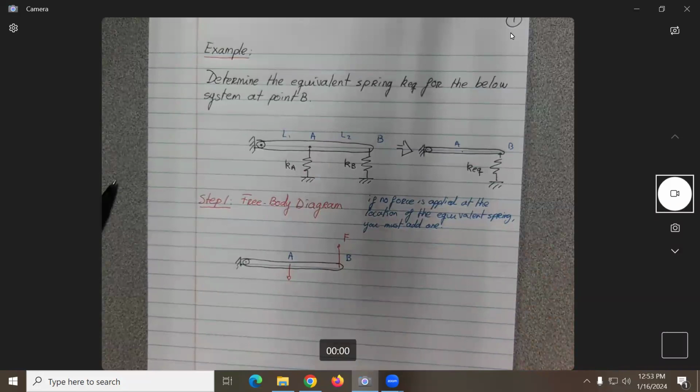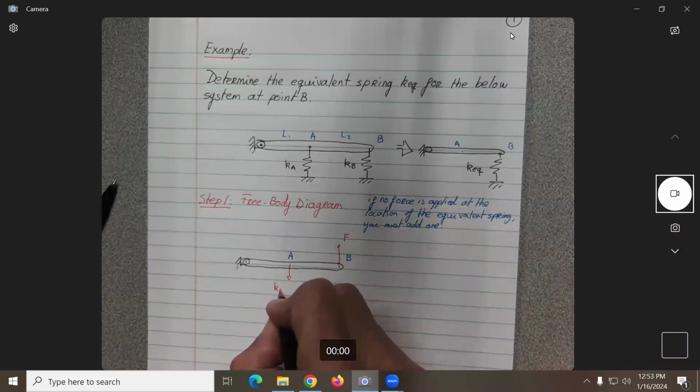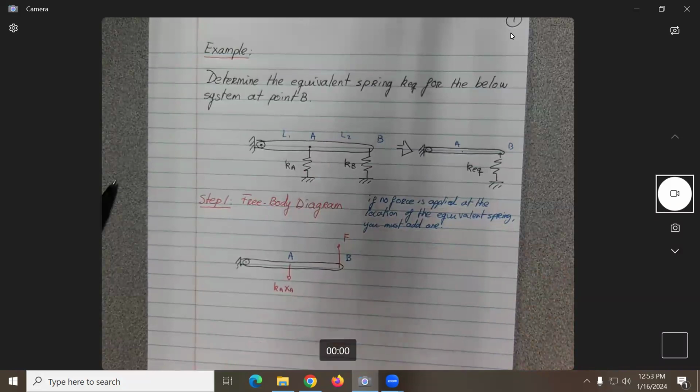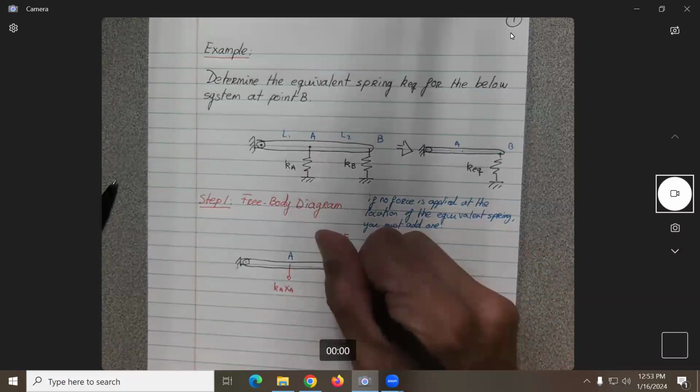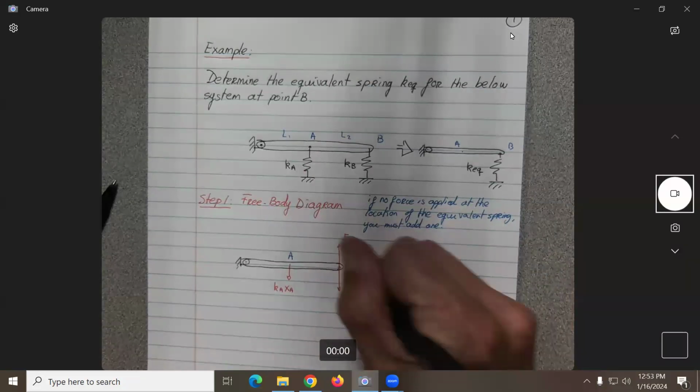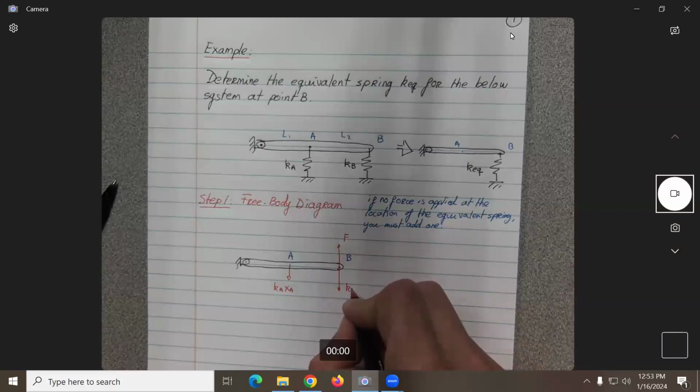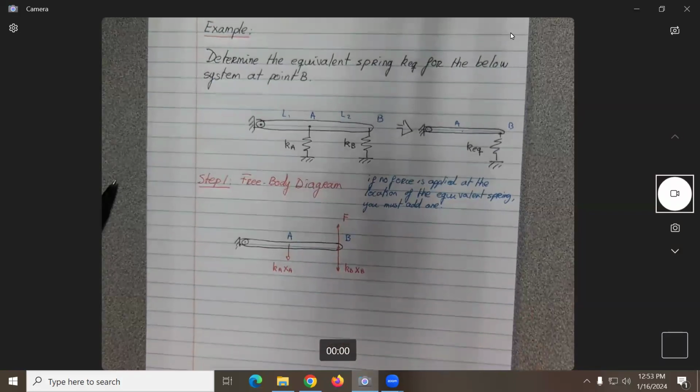What is the force of a spring? Kx. So what should be the force created here? It will be K sub A, X sub A, no? Does that make sense? Now what should be the value of the force over here? KB XB. Perfect.